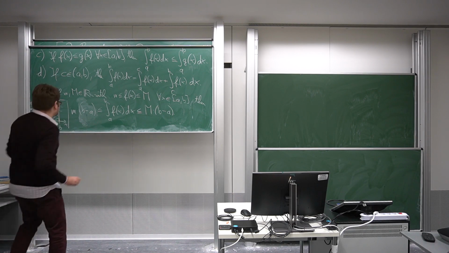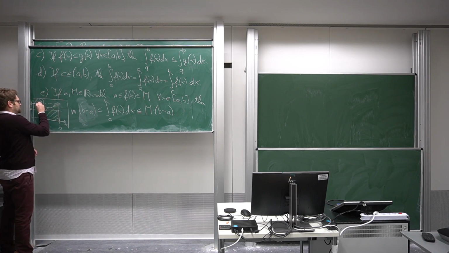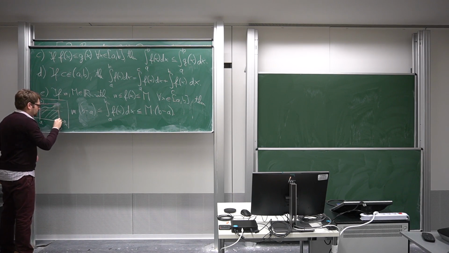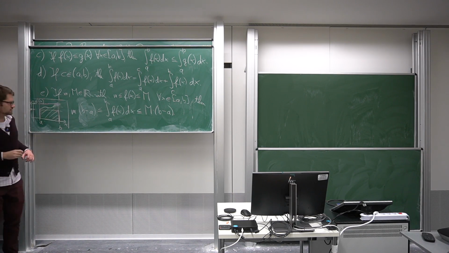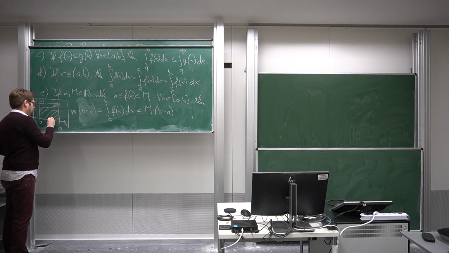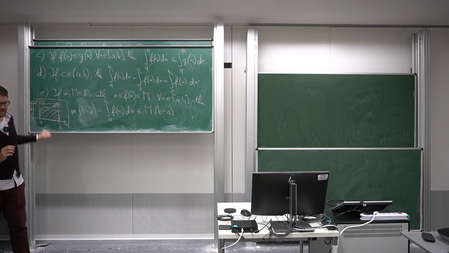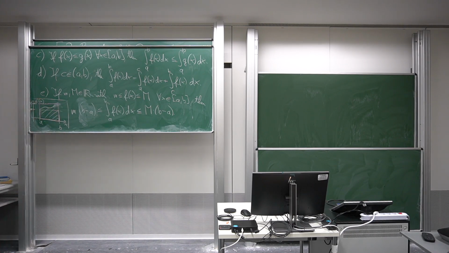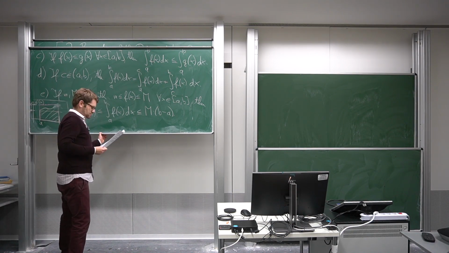And if you take a look at the right-hand side, analogously, if M is there, we get this pink rectangle here, and of course the area of this pink rectangle, excluding this line, is bigger than or equal to the graph. Okay, so on to the proofs.